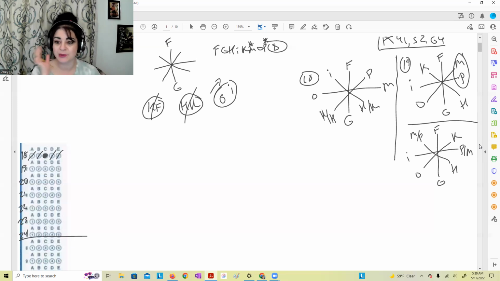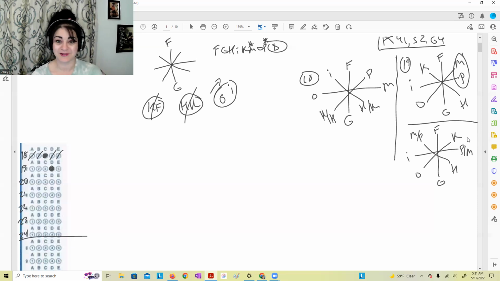Okay, so they're asking me about who could flank Peter, basically, who could be on either side of them. And if P is in that position right there, we could have H and K flanking it, which is answer choice D, right? Yes. That is the correct answer. I have the game right here.